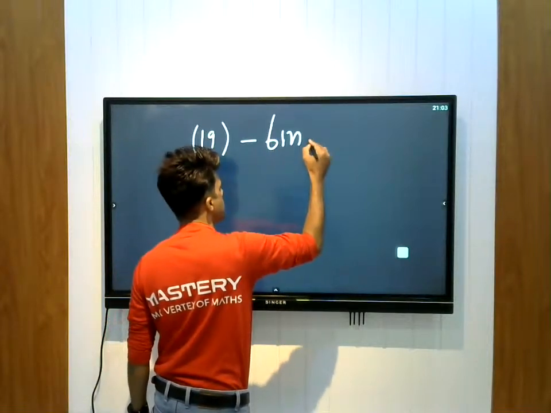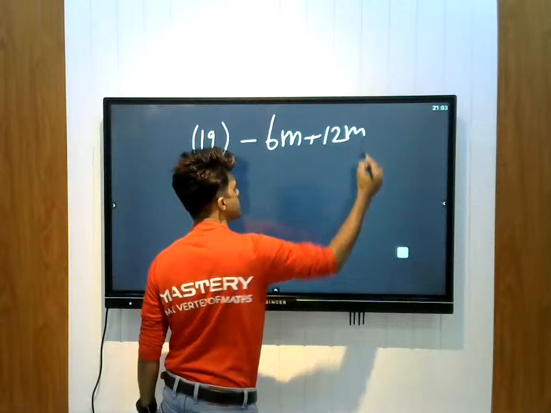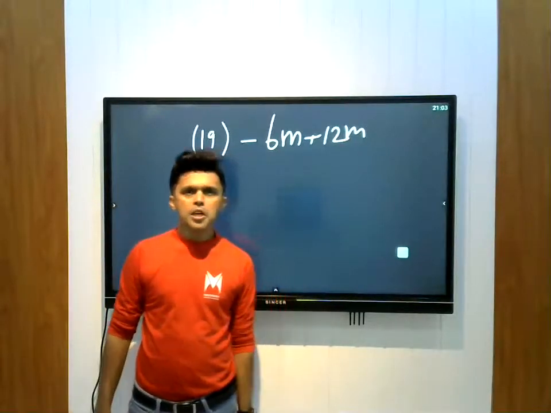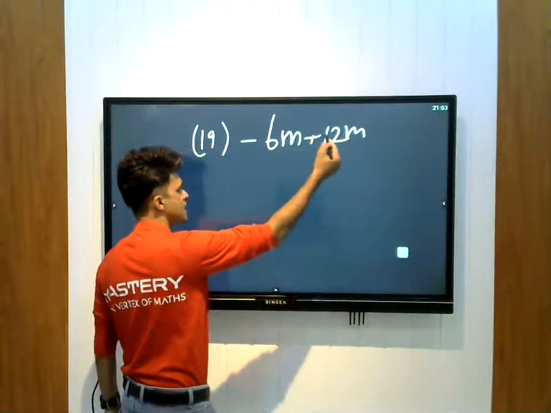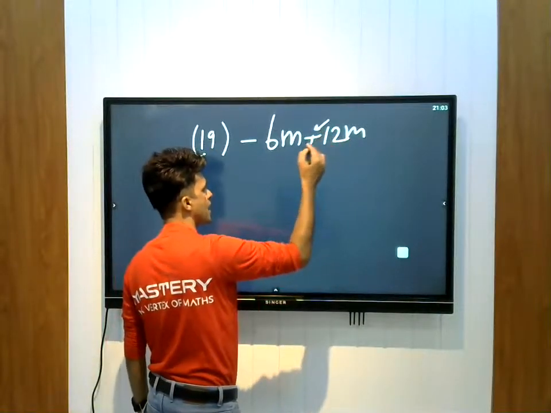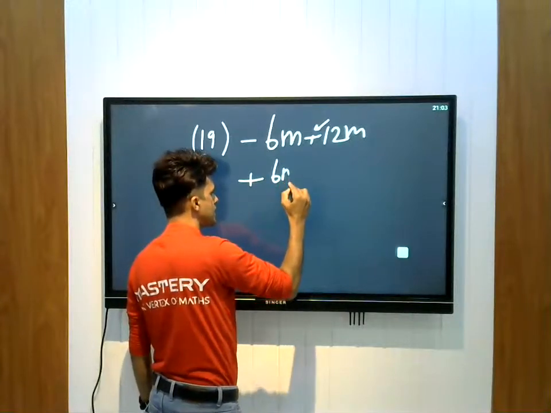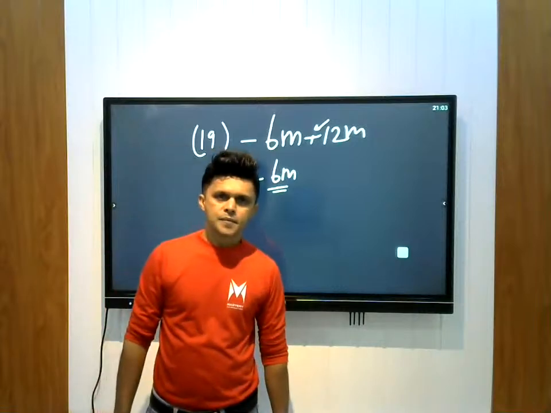Minus 6m plus 12m. What should be the answer here? The greater digit is 12, the sign opposite to the greater term is plus. 12 minus 6 is 6. Here, plus 6m is the answer.